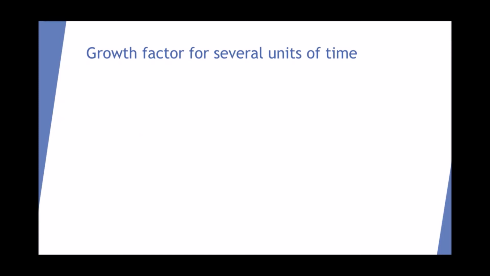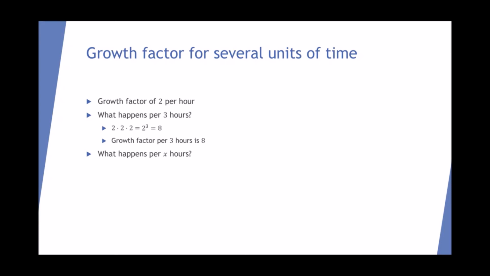And we're going to start with the growth vector for several units of time, for a larger unit of time. Using the example from before, let's again assume that the growth vector is 2 per step, 2 per hour. And suppose you want to know what happens per 3 hours. Now for 3 hours we multiply by 2 and again by 2 and again by 2. So we multiply by 2 to the power of 3, or by 8, meaning that per 3 hours our growth vector is 8.